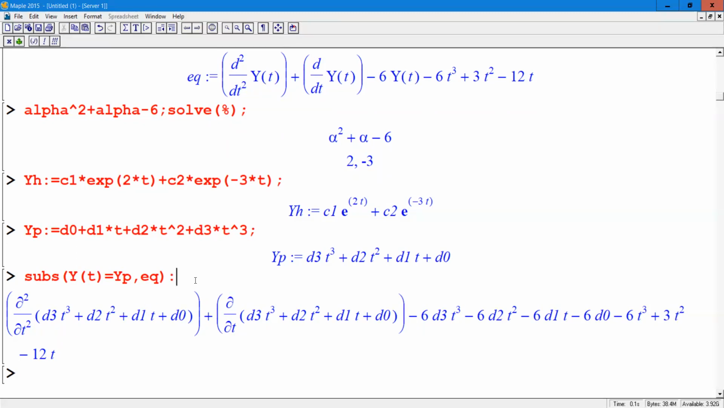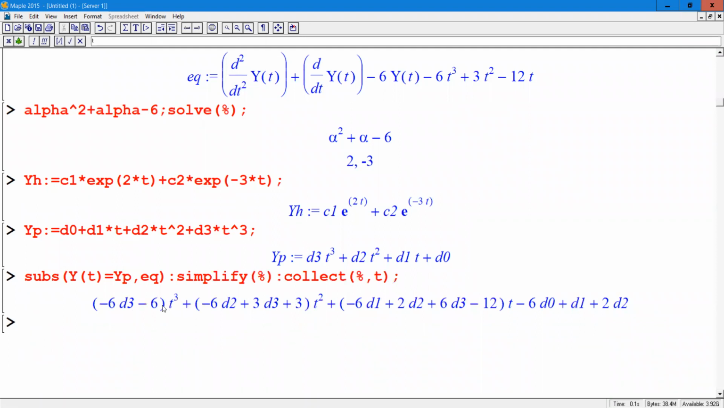Now we can simplify this equation. Of course, you can do it manually, but here I don't have access to the whiteboard and I cannot show you how to simplify this equation. I'm using this software, but you can do it manually, okay? So simplify this equation and we can collect the terms for t. You can see we will have the coefficient of t cubed, the coefficient of t squared, the coefficient of t, and finally the coefficient of t to the power of 0, or the constant part.